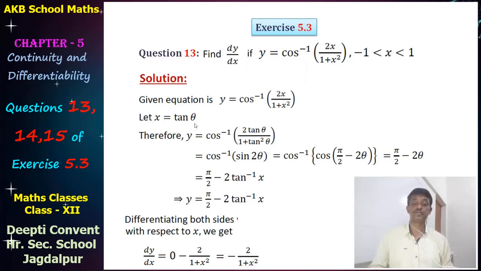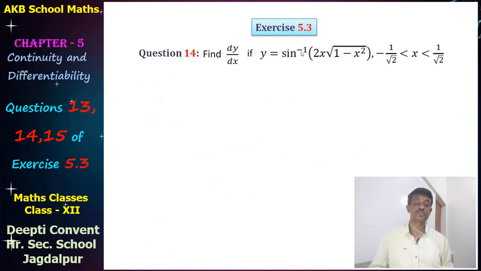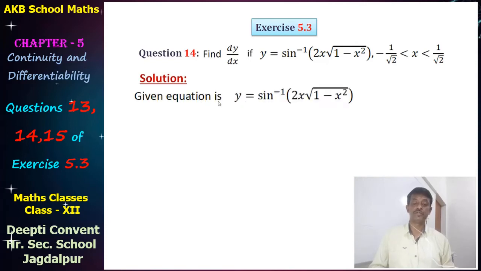Now next, question 14. y equals sin⁻¹(2x√(1 − x²)). Here 2x into something means 2 sin θ cos θ, that means the sin 2θ formula, so to get that you can put x = sin θ. Okay, so here is the solution. Given equation is this. Let x = sin θ, because if x is sin θ, then 1 − sin²θ means cos²θ, cos θ, 2 sin θ cos θ is sin 2θ, so sin and sin cancel. That's why you have to put x = sin θ.